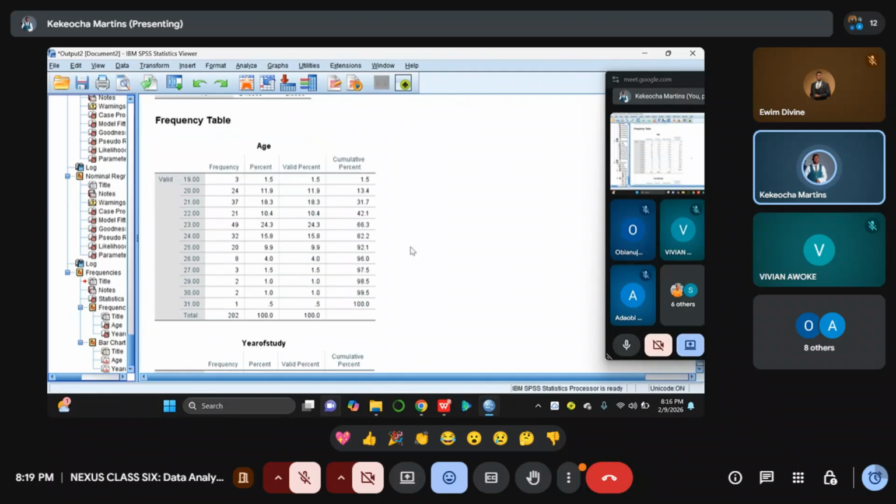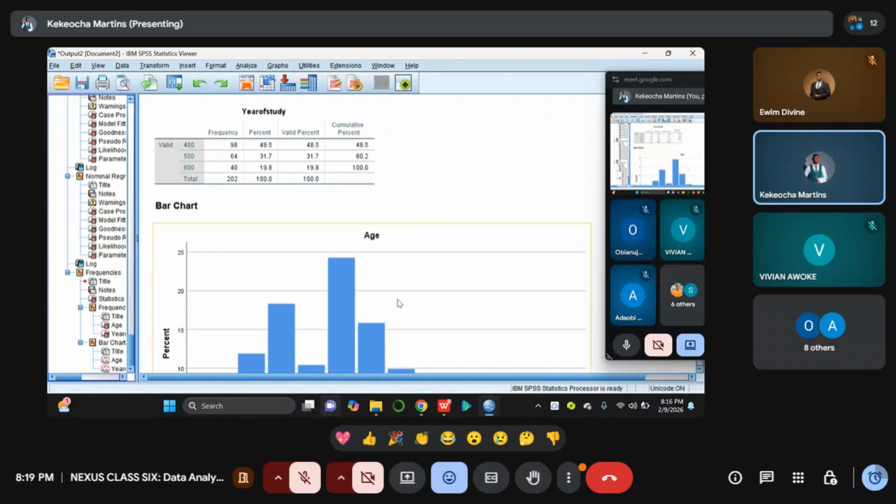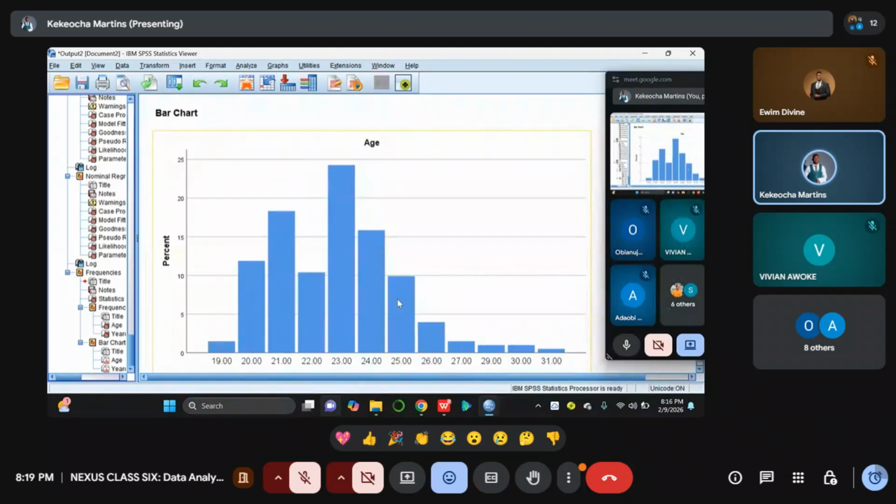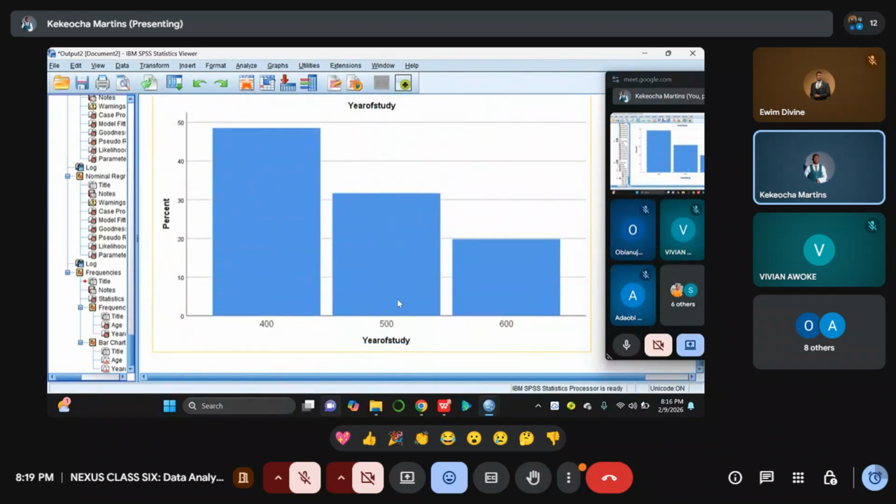So we chose frequency table. So this is your frequency table. How many times did the age of 19 appear? How many times did the age of 20 appear? This is the frequency, this is the percentage. So same thing with year of study. You get all these outputs here. So this is a bar chart representing 19 years, 20 years, and all that you have.